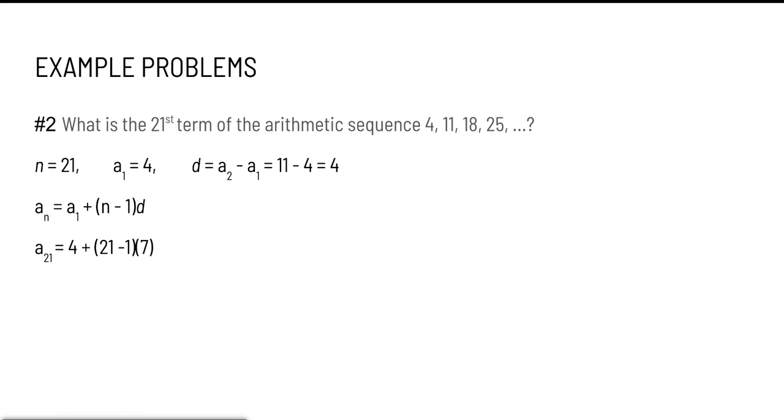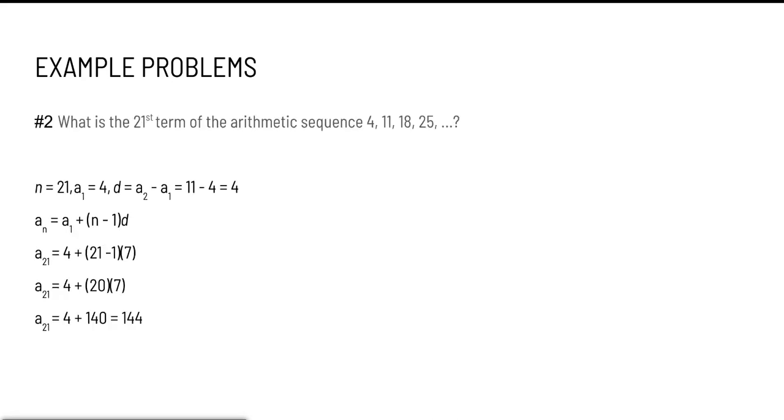Now, further simplify it. Starting off with the parentheses 21 minus 1, we get a sub 21 is equal to 4 plus 20 times 7. Next, a sub 21 is equal to 4 plus 140, since 20 times 7 is equal to 140, which overall equals 144. So with that being said, the 21st term of the sequence 4, 11, 18, 25 is 144.